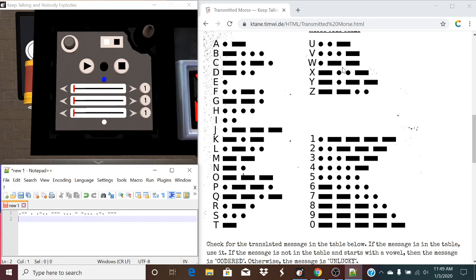Dot dash dot dot dash dash is a Whiskey. That's an Echo. Dot dash dot dot is a Lima. Dash dash dash is an Oscar. Dot dot dot is Sierra. Dash is a Tango. Dash dot dot dot is a Bravo. Dot dash dot is a Romeo. Dash dash dash is an Oscar.